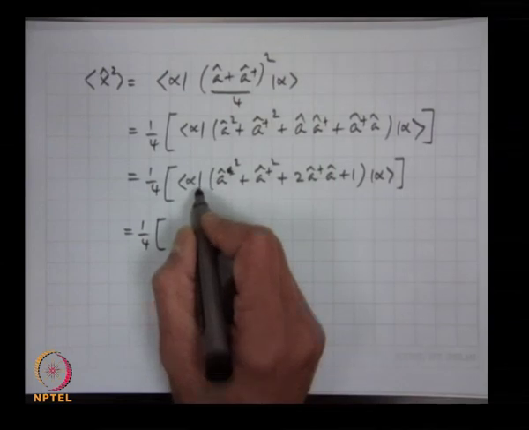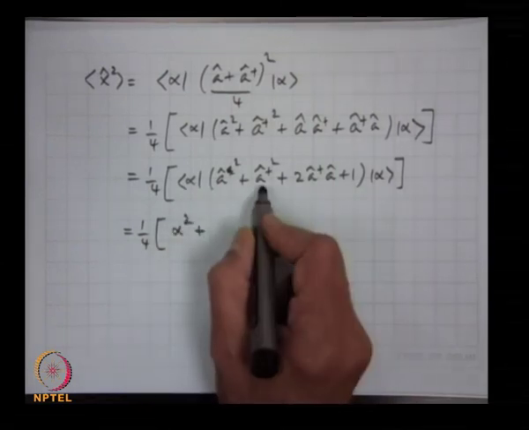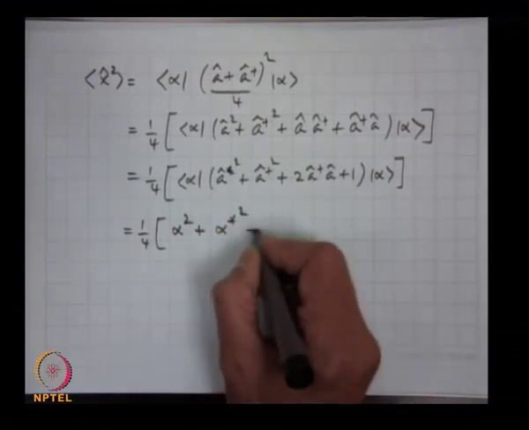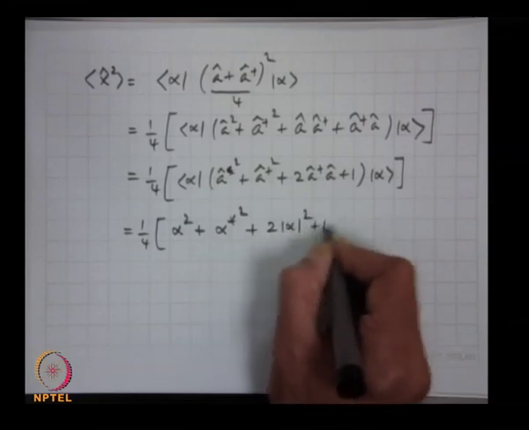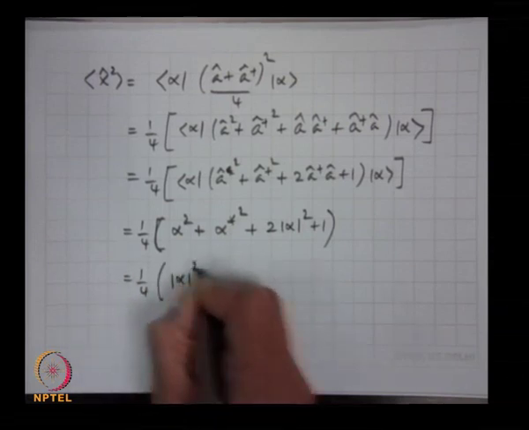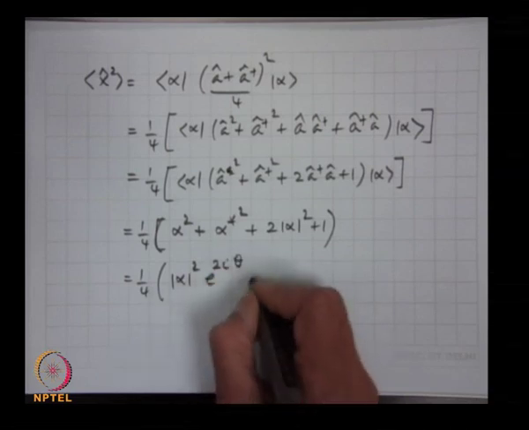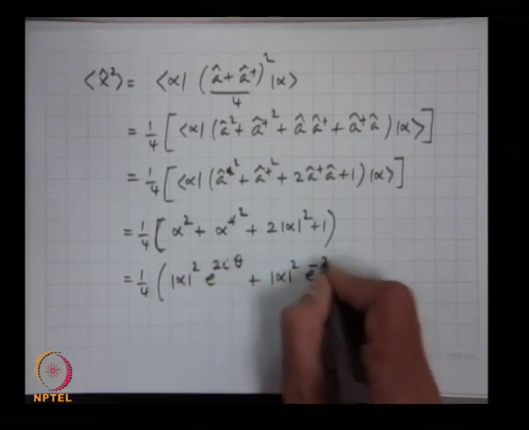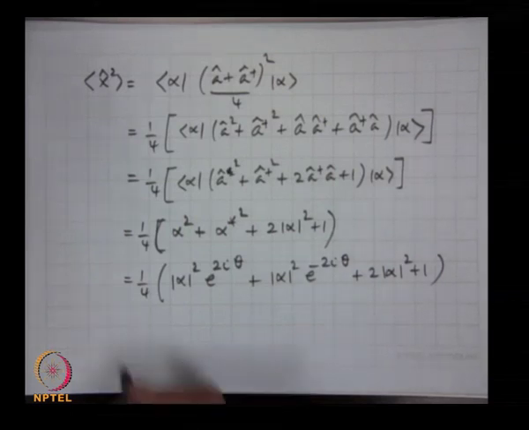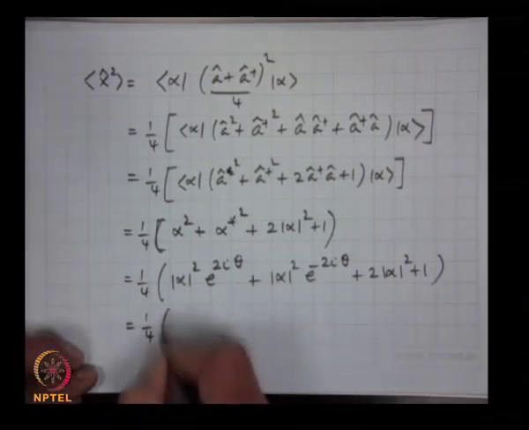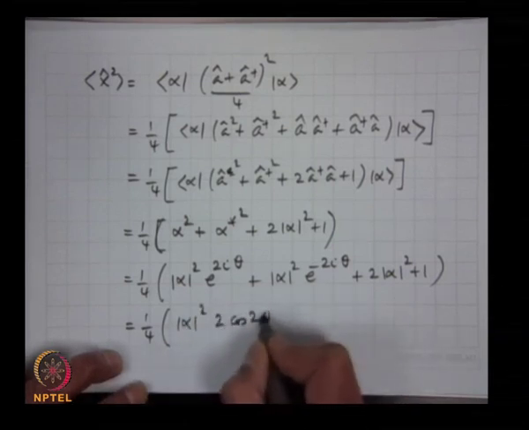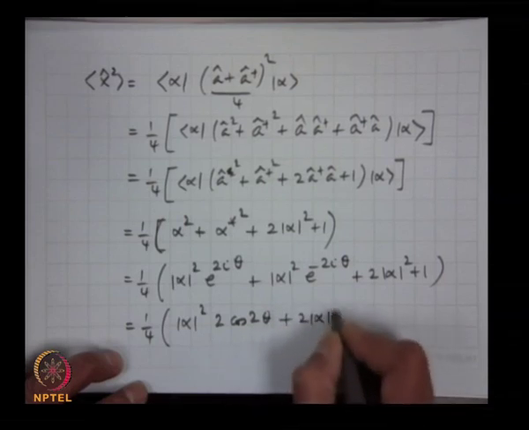A square expectation value is alpha square, a dagger square expectation value is alpha star square, a dagger a expectation value is mod alpha square plus 1, which is equal to 1 by 4 mod alpha square e to the power 2i theta plus mod alpha square e to the power minus 2i theta plus 2 mod alpha square plus 1. This is equal to 1 by 4 mod alpha square into 2 cosine 2 theta plus 2 mod alpha square plus 1.